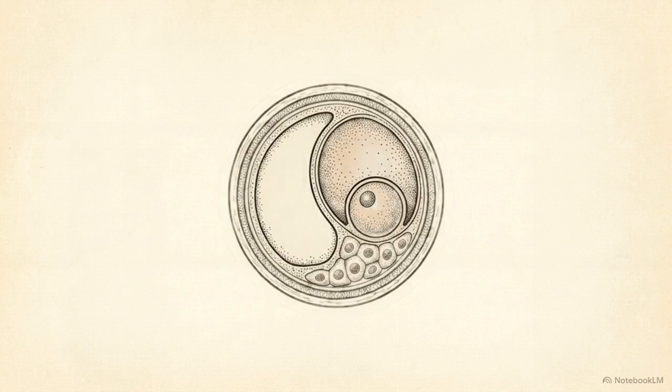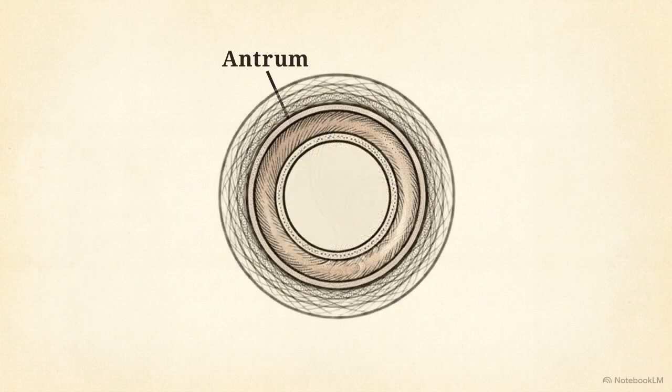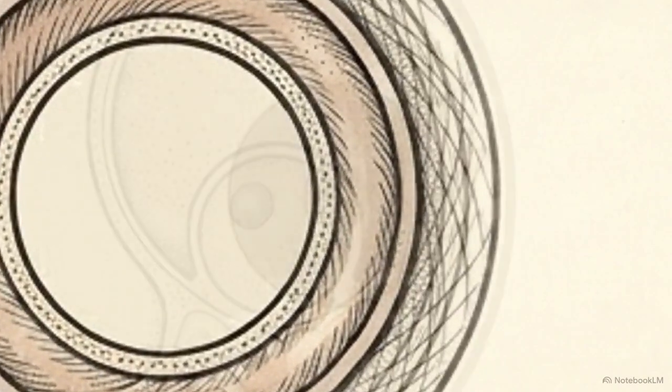This cross-section of a maturing follicle illustrates the transition to the tertiary stage. This phase is characterized by the appearance of a fluid-filled cavity called the antrum and the rigid organization of the theca into distinct internal and external layers. Within this tertiary environment, the primary oocyte awakens from meiotic arrest, completing its first meiotic division.